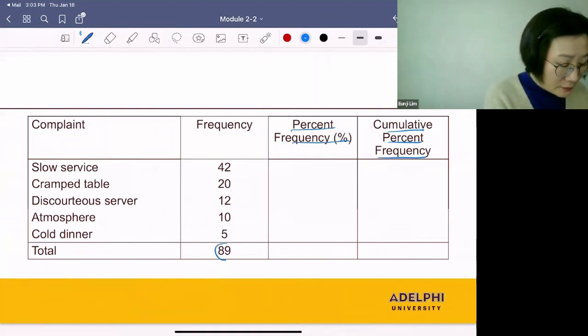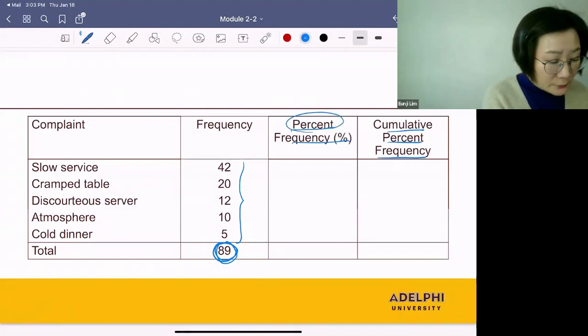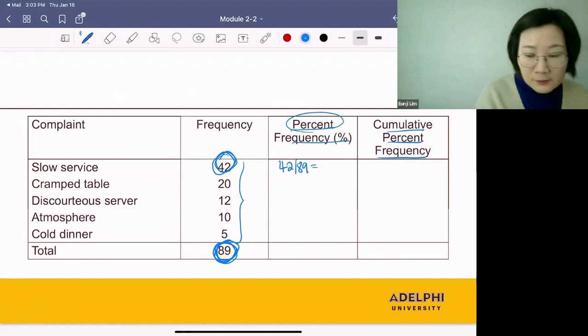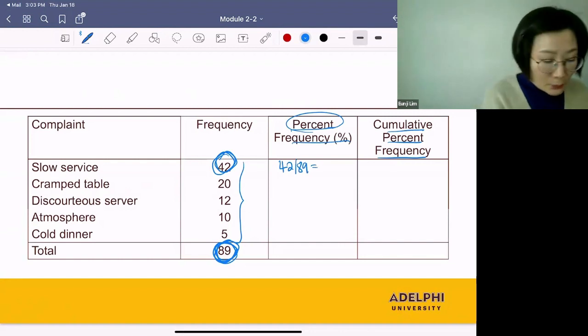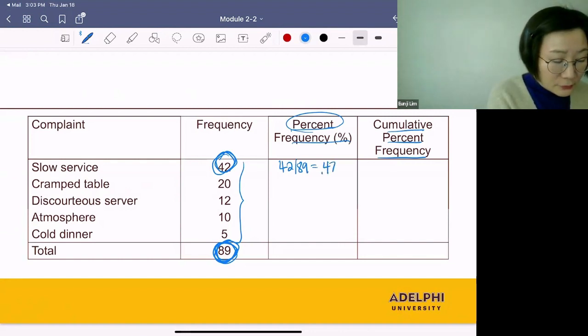So first we compute the total of all the frequencies. So add them up, we have 89. Now let's compute the percent frequency. What's the percentage of 42 out of 89? That's 42 over 89, which is 0.472. Let's express it as a percentage. So multiply by 100, it's 47.2%.